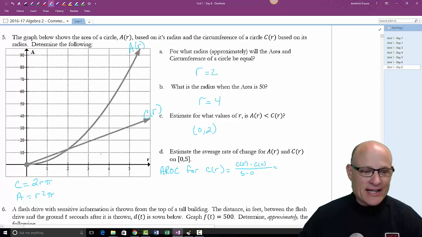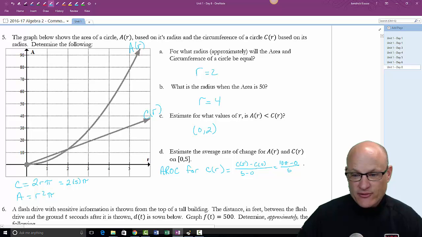Well, C of 5, radius of 5, so if I plug in a radius of 5 into that formula, over here I get 2 times 5 times pi. So that's 10 pi minus 0, actually, all over 5. So that's 2 pi.